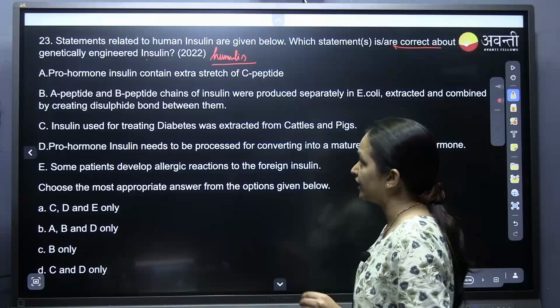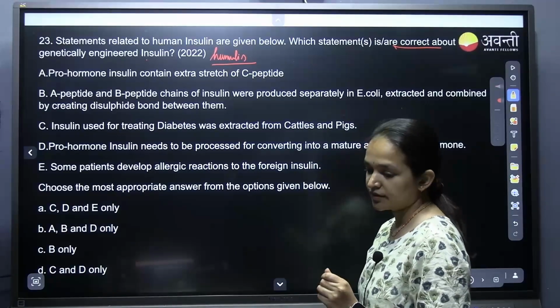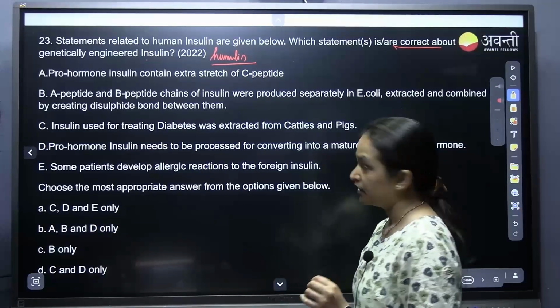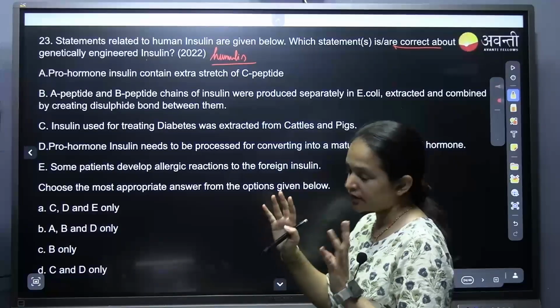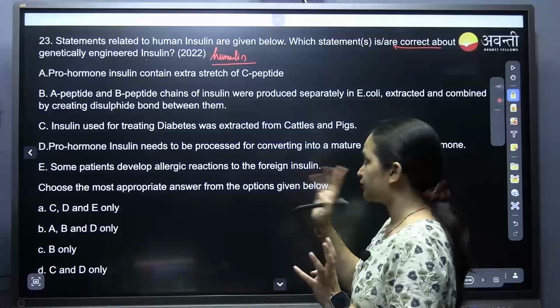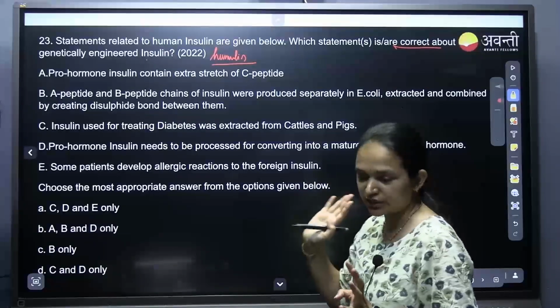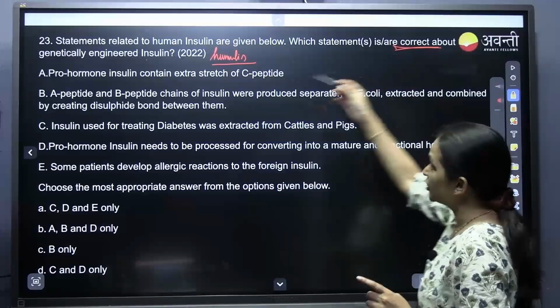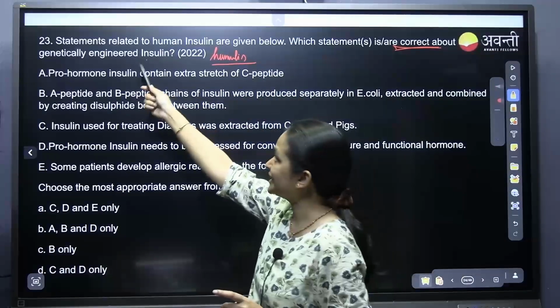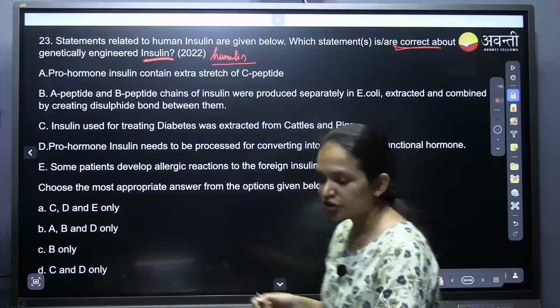Prohormone insulin contains an extra stretch of C peptide. Yes, as a statement it is correct. But for what are we finding the correct statements? For humulin, that is genetically engineered insulin.